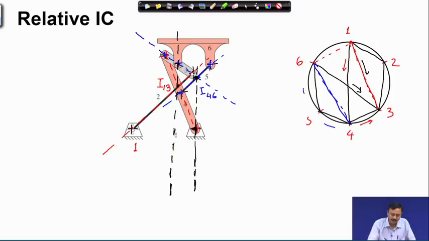Now, these two lines are actually parallel. So, therefore, they meet at infinity. What it means is that body 6 is in pure translation, because the instantaneous center of rotation I16, that means 6 with respect to ground, is at infinity. So, this body 6 is in translation with respect to the ground, and this mechanism is indeed a parallel transfer device, where body 6 is parallelly transferred. So, it is in pure translation.